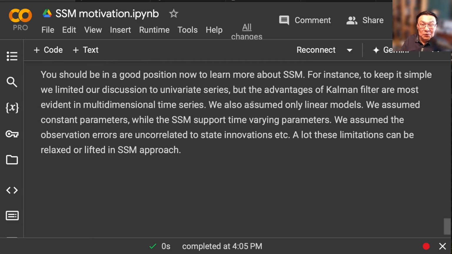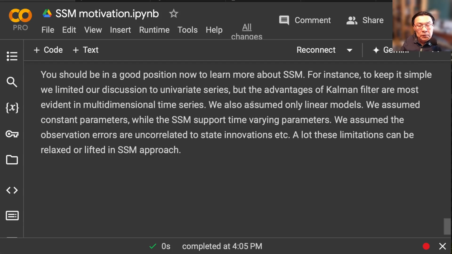Now, having learned all of this, I hope you're in a good position to start learning more about state space models. Hopefully you will be able to more efficiently use packages such as SARIMAX. They use filtering and smoothing terminology, and you'll understand better what they mean when they say filter and smooth, and it will be easier for you to read textbooks on state space models or advanced time series.